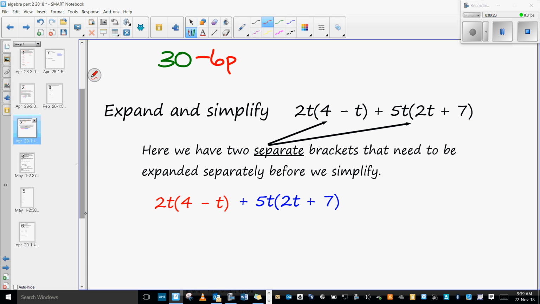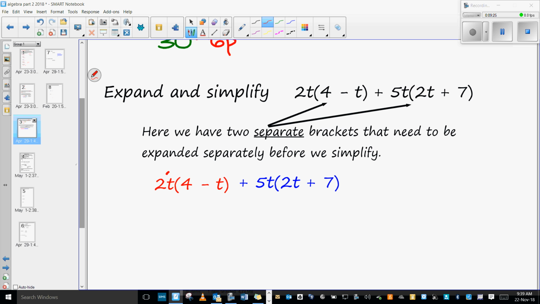So I've got 2t multiplied by 4, which gives us 8t, awesome. And then 2t multiplied by t is 2t squared. And then what sign am I going to put in between? Minus, because this is positive and this is negative. Okay, hang on, let's do the right-hand side now.